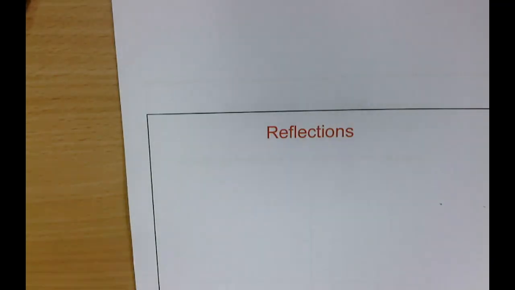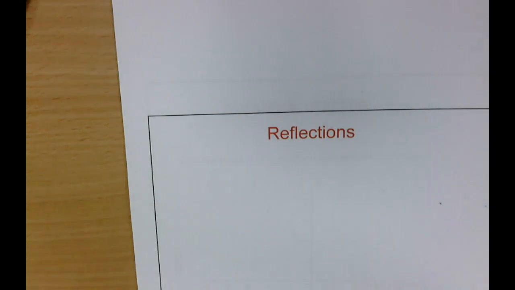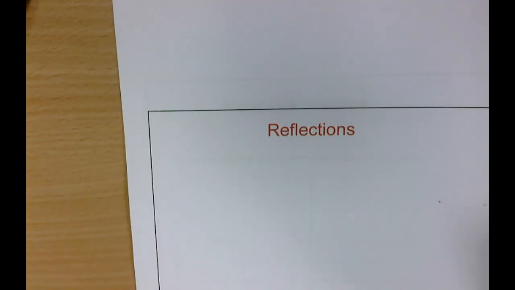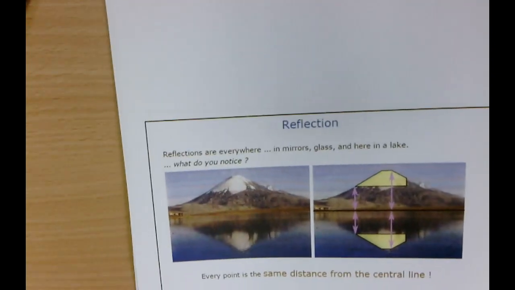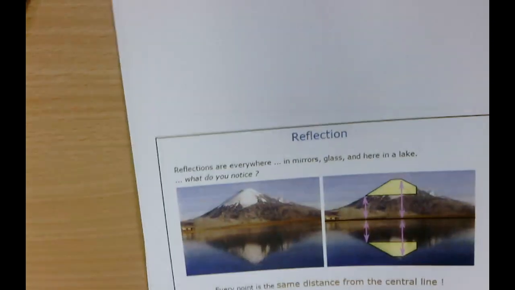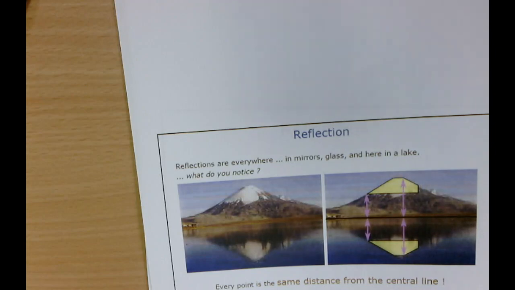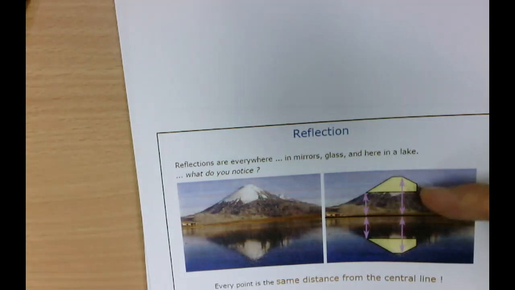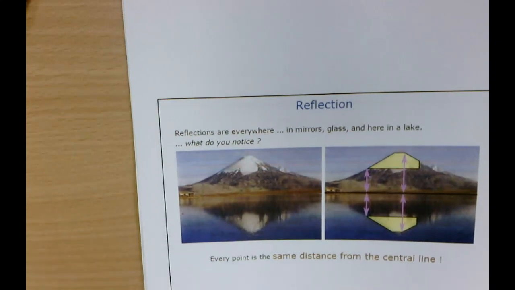So we've done a couple examples now with translations, and we're going to move on to reflections. Can you think of any examples where you've seen reflections in your everyday life? Well, maybe you said a mirror. And that's exactly what the definition of a reflection is. It's a mirror image. Reflections are everywhere, in mirrors, glass, and here in a lake. What do you notice about these two images? Well, maybe you said that the image on the top of the mountain is flipped into the water. Every point is the same distance from the central point.